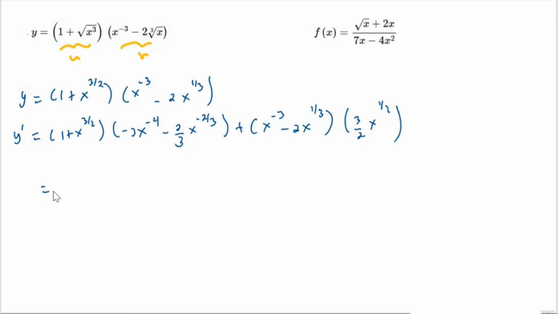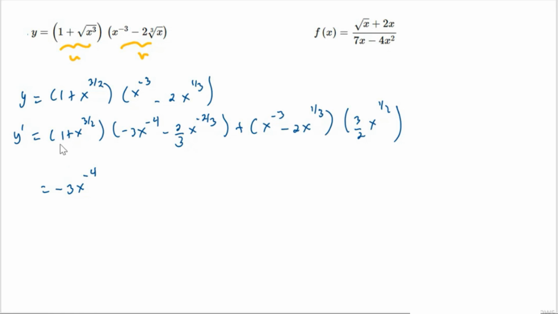So let us start first with the first terms. So 1 times negative 3x to the power of negative 4 is equal to negative 3x to the power of negative 4. And then we have the last and outer terms. So I'm using the FOIL method. So the first terms are 1 times negative 3x to the power of negative 4.